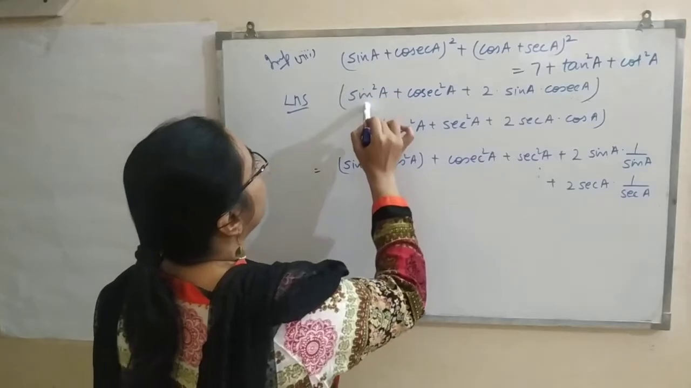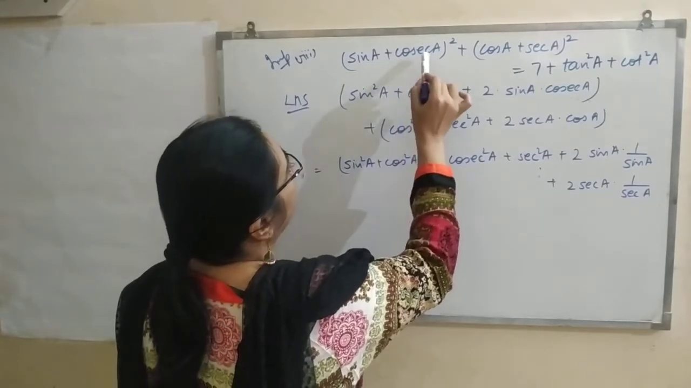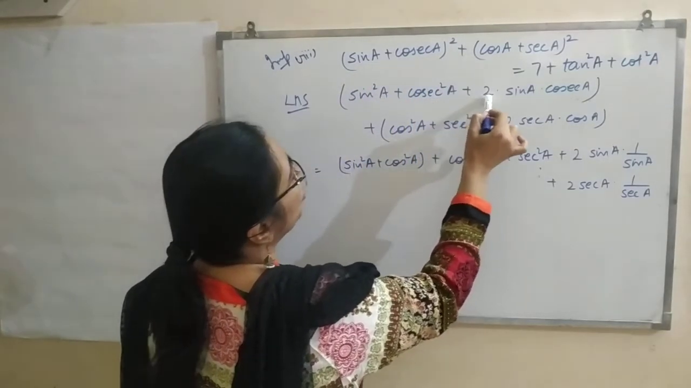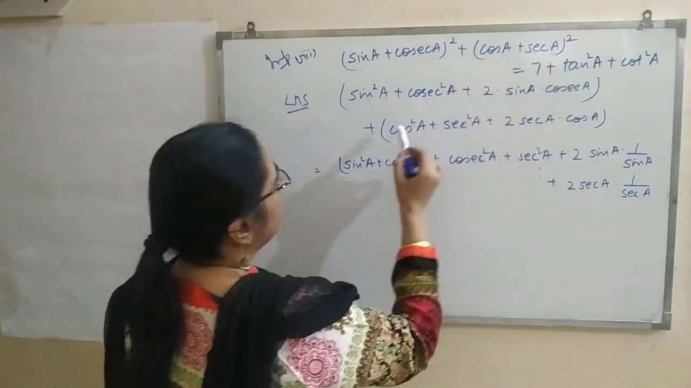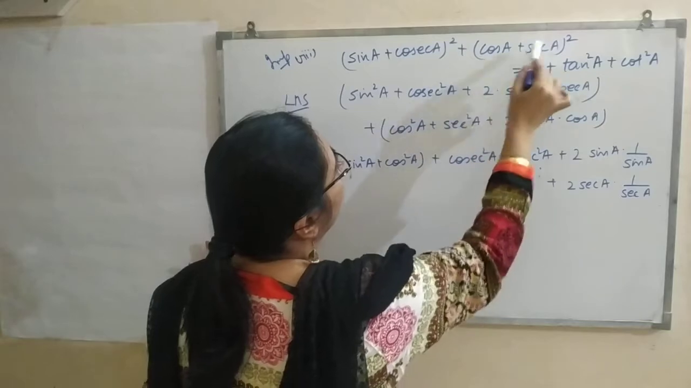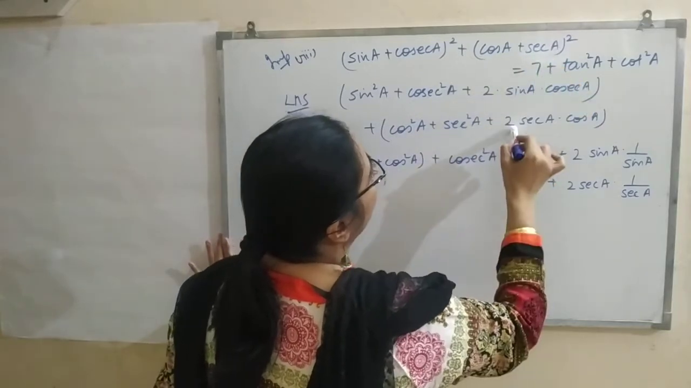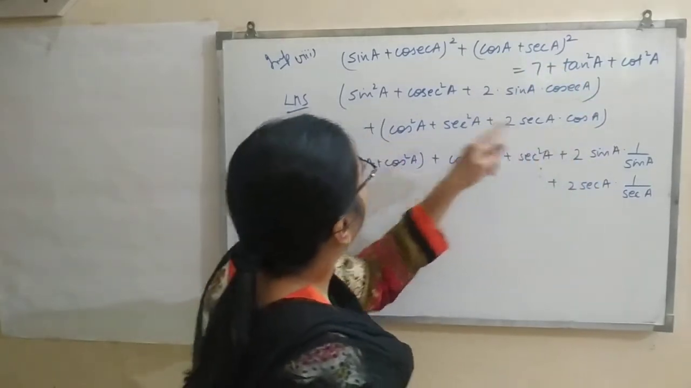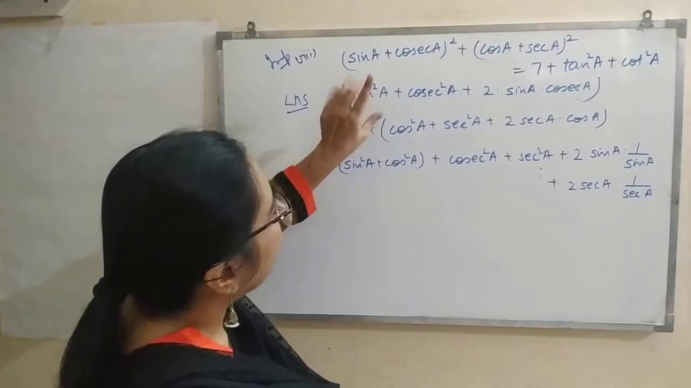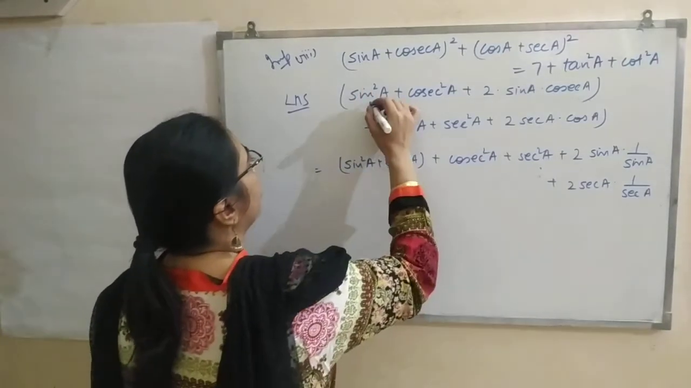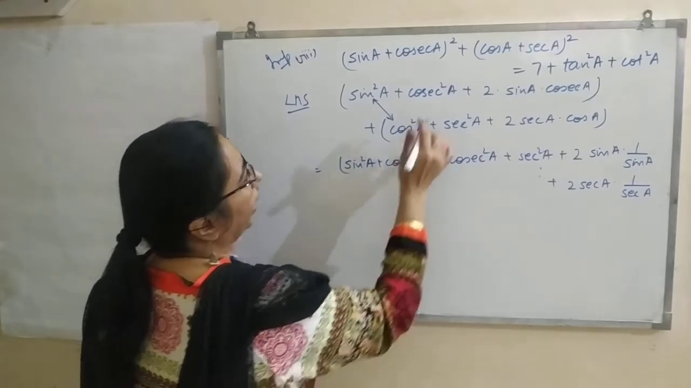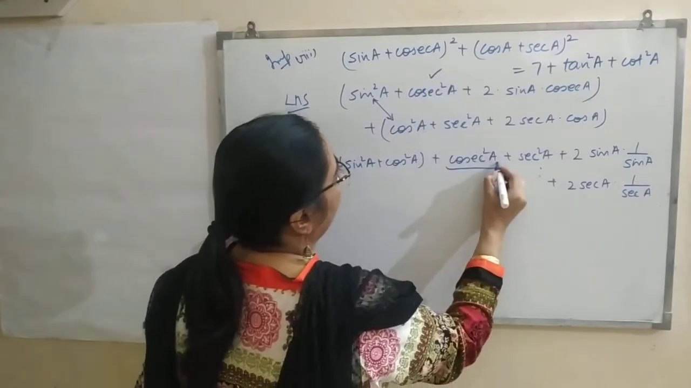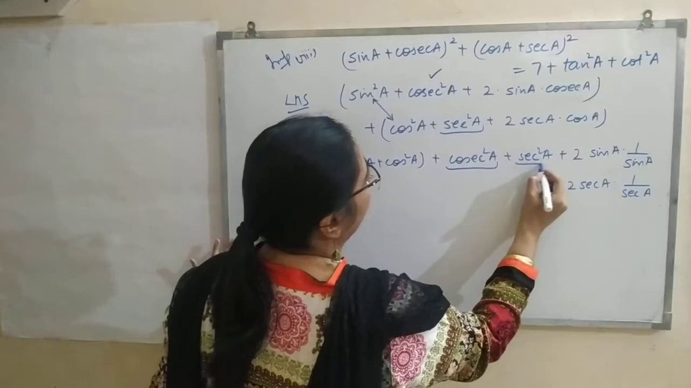So sin square a, cosecant square a, plus 2 into sin a into cosecant a, and for the second bracket the same identity applied: cos square a plus secant square a plus 2 times secant a into cos a. So I am now collecting the terms: sin square a plus cos square a, collecting them and keeping them in one bracket. Cosecant square a is kept as it is, secant square a is kept as it is.